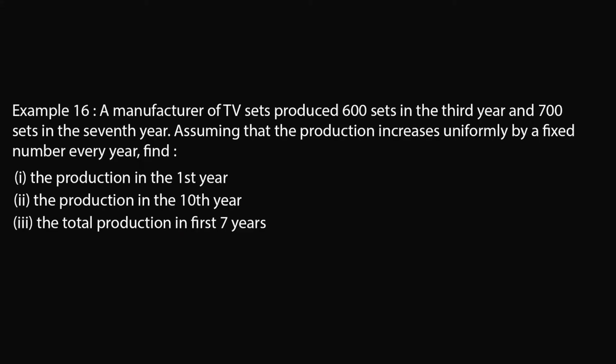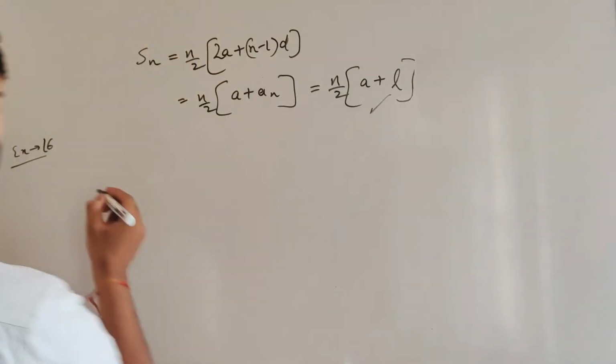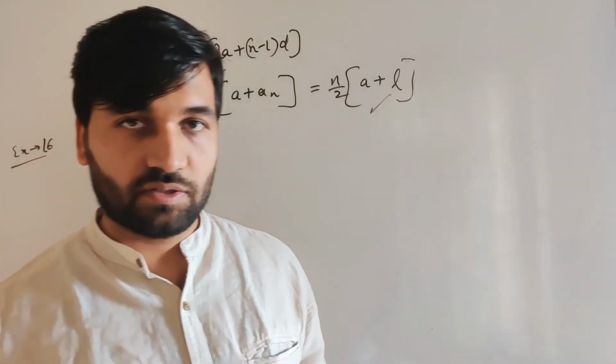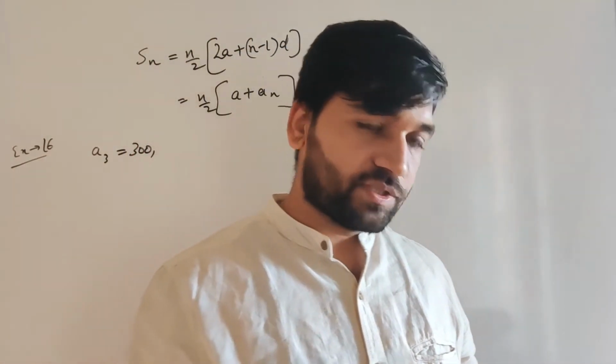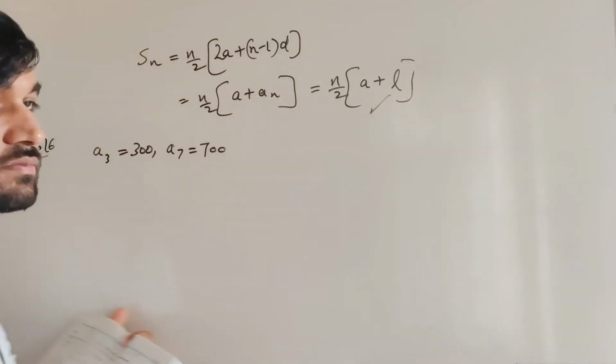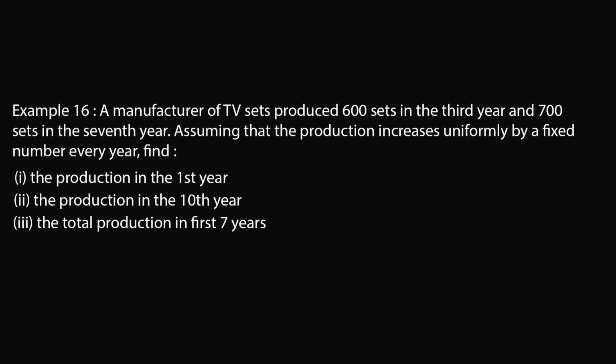The question says, a manufacturer of TV sets produced 600 sets in the third year and 700 sets in the 7th year. They're talking about a particular year, which means they're talking about the nth term. So in the third year, 600 sets, meaning they have given A3. In the 7th year, 700 sets, so A7 becomes 700. Assuming that the production increases uniformly by a fixed number every year, meaning the common difference is the same.